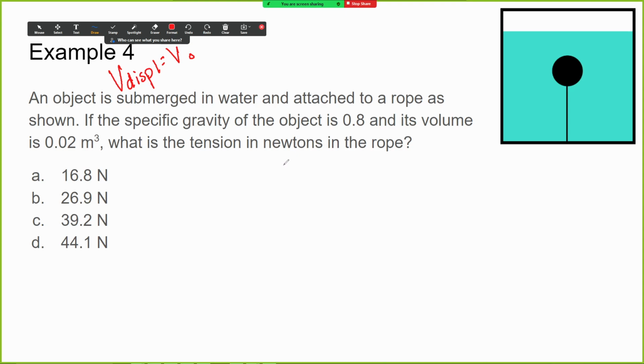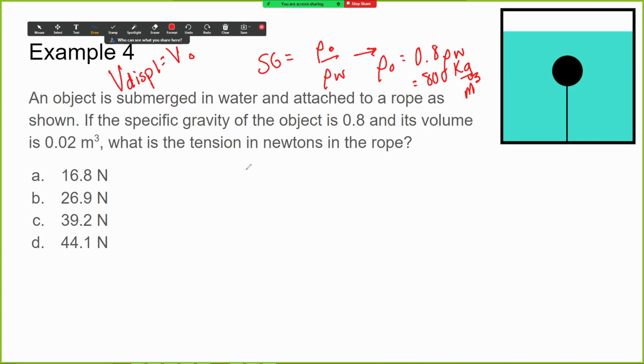So if the specific gravity is 0.8, we know that specific gravity is equal to the density of the object divided by the density of the water. So that means that the density of the object is equal to 0.8 times the density of water, which is going to be 800 kilograms per meter cubed. Okay, so that's important to know. That's for our object here.